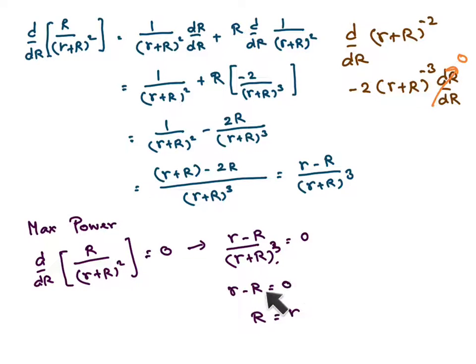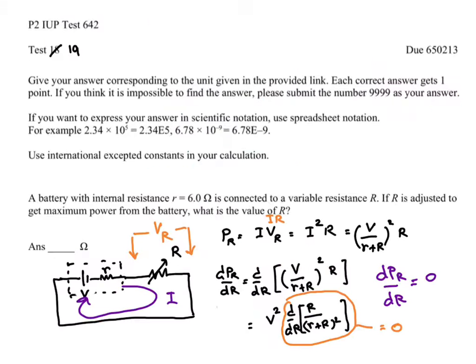So r minus R is 0, which means capital R is equal to the small r. If we want to get the maximum power from the battery, delivered to the external resistance R here, this resistance must be equal to the internal resistance of the battery. In this case, the internal resistance of the battery is 6 ohm, so the value of R that gets the maximum power from the battery is equal to 6 ohm.